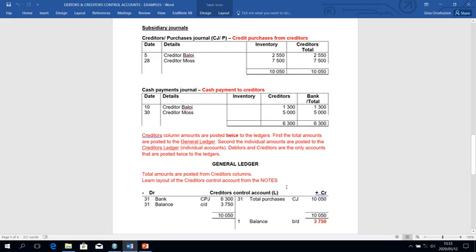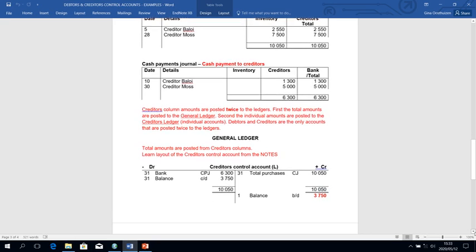Again, we interpret the creditors control account: I owe them more, I owe them less. Here I have purchased, and we look at the creditors column, I have purchased in total on credit, so I owe more. And here I have paid the creditors, so I owe them less. Again, we balance off and the balance is brought down to the opposite side.